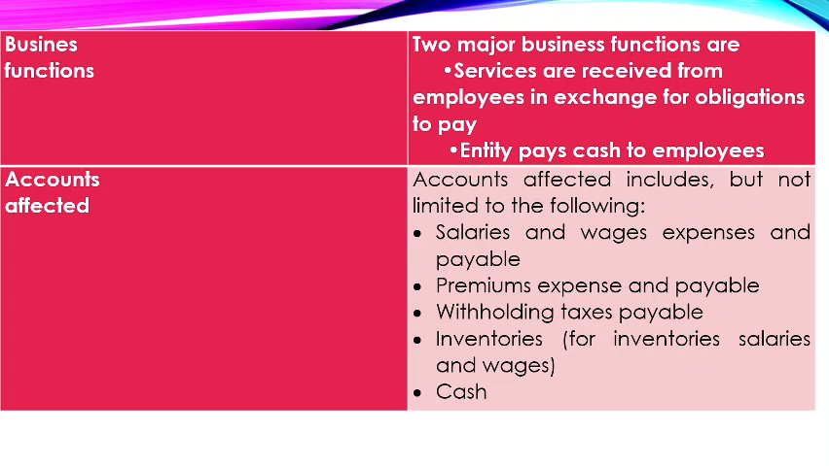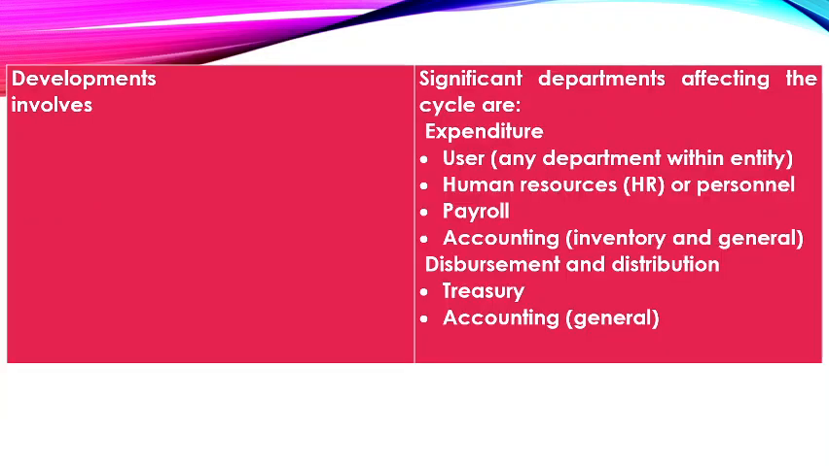The accounts affected include, but are not limited to, the following: salaries and wages expense and payable, premium expense and payable, withholding tax payable, inventory, salaries and wages, and cash. The departments significantly involved in the cycle are the users, meaning any department within the entity, human resource or personnel, payroll, accounting, inventory and general, disbursement and distribution, the treasury, and accounting in general.